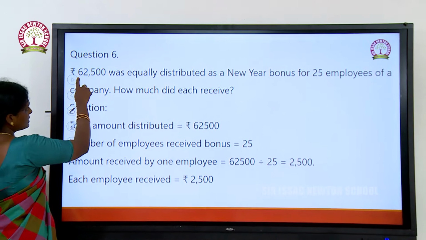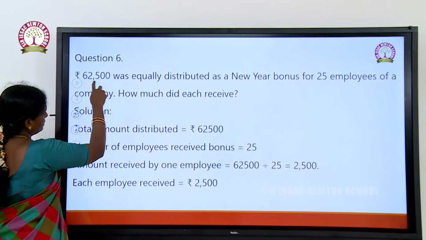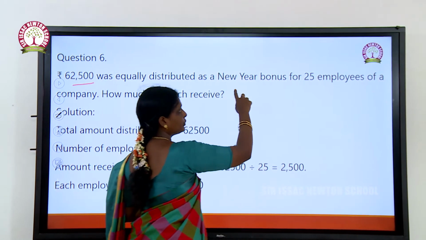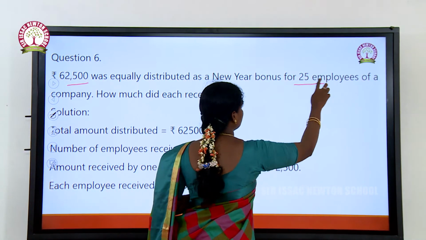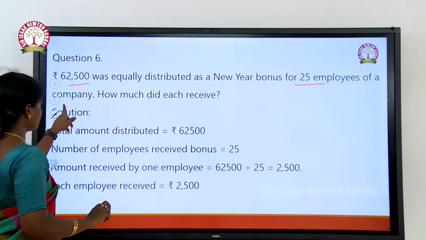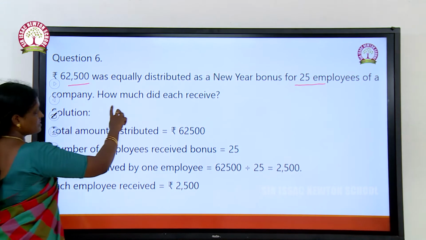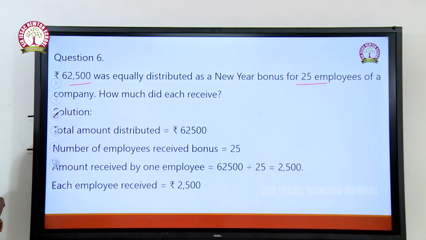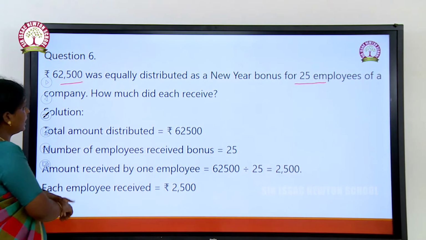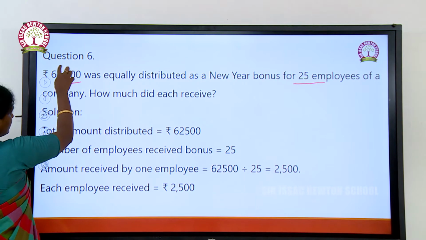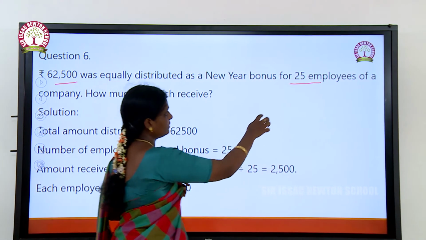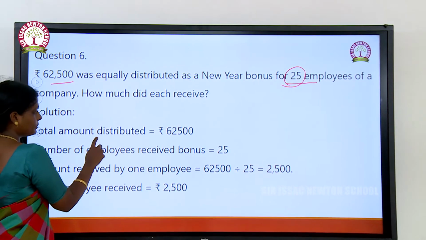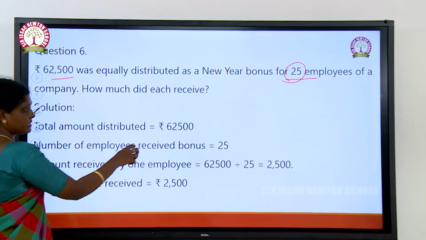Okay. Rupees 62,500 was equally distributed as a New Year bonus for 25 employees of a company. How much did each receive? For this question, you have to divide 62,500 by 25.